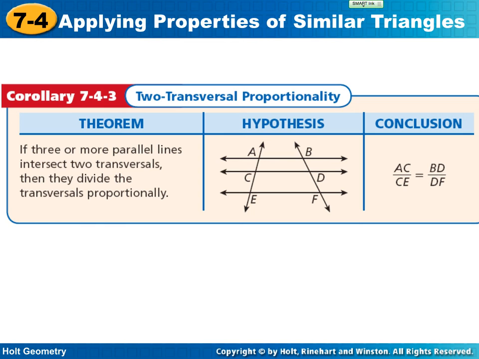So if 3 or more parallel lines intersect 2 transversals, then they divide the transversals proportionally. So about the same thing as the triangle theorem we're looking at, but it just doesn't close. So again, you can make a ratio, AC and CE, BD and DF. Those ratios would have to be the same, or will be the same.